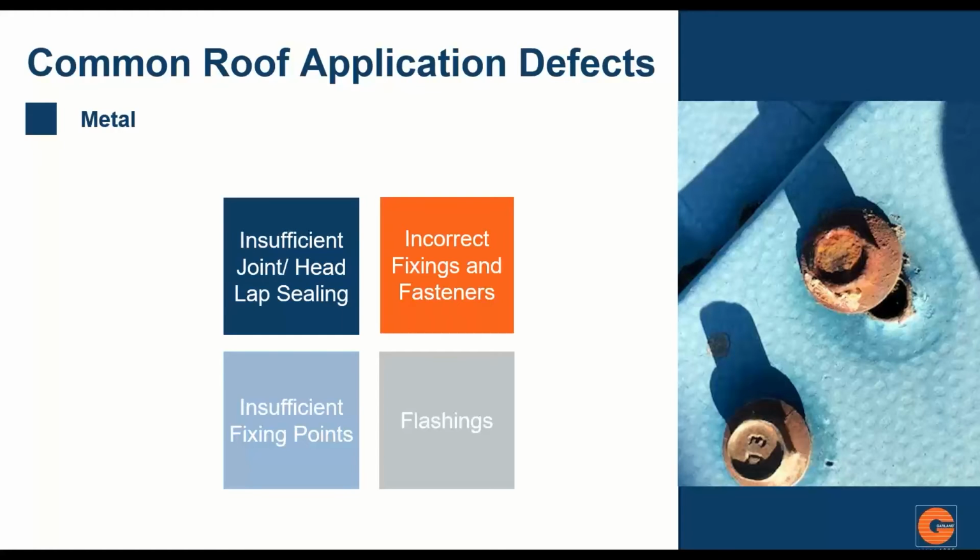And equally, the number of fixing points. You should be given guidance on this by the roofing manufacturer and the structural engineer if they're involved, to make sure we specify the correct number of fixing points per metal panel. And equally, flashings. Flashings on metal roofing are typically a lot more difficult than other roofing applications, and we need to ensure these are both signed off and sealed, giving you ultimate roofing protection at the difficult junctions and details.